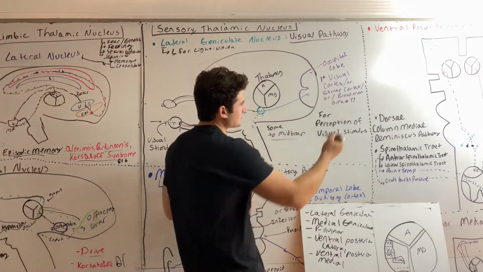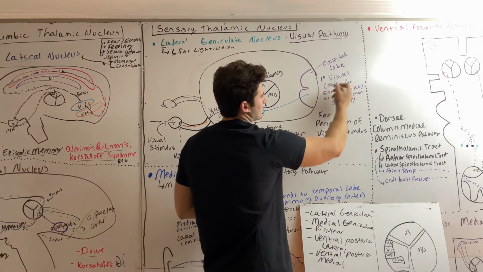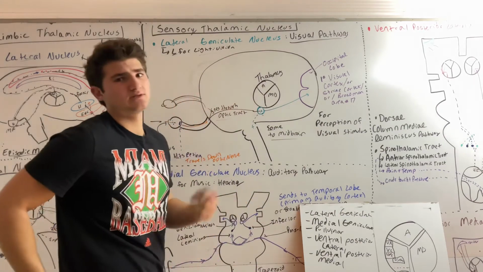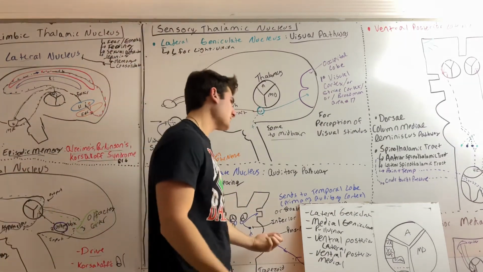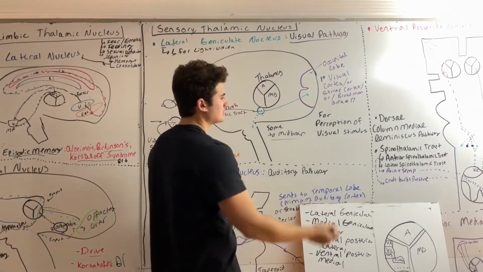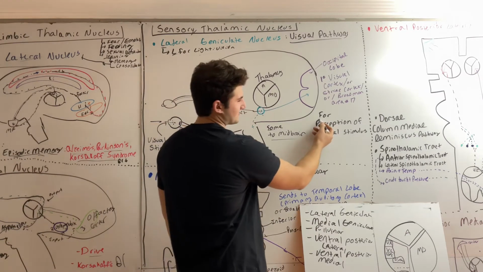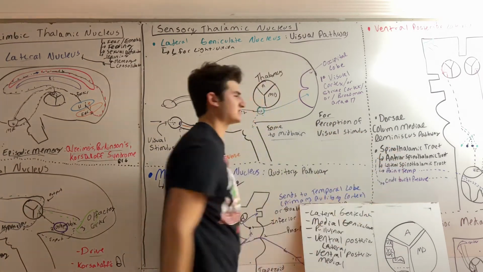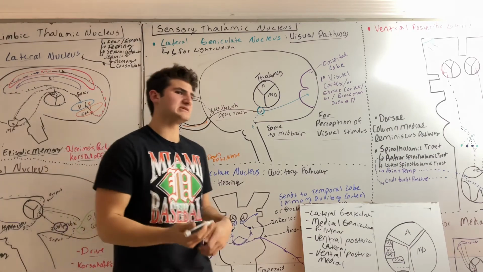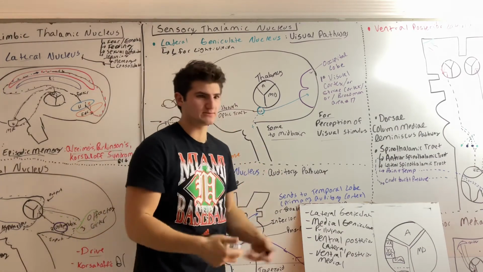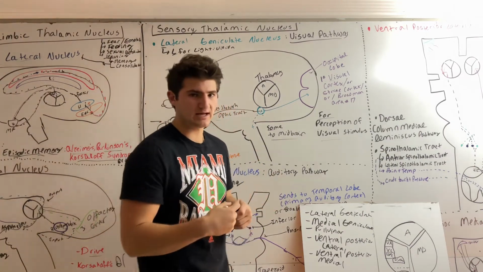I think the main thing that we should focus on is that it's going to the primary visual cortex of the occipital lobe. That's the most important thing, but you gotta know it all if you want. So what is this used for? It's used for perception of what? A visual stimulus. Okay, so if we could perceive the visual stimulus coming in, we know what's going to happen.